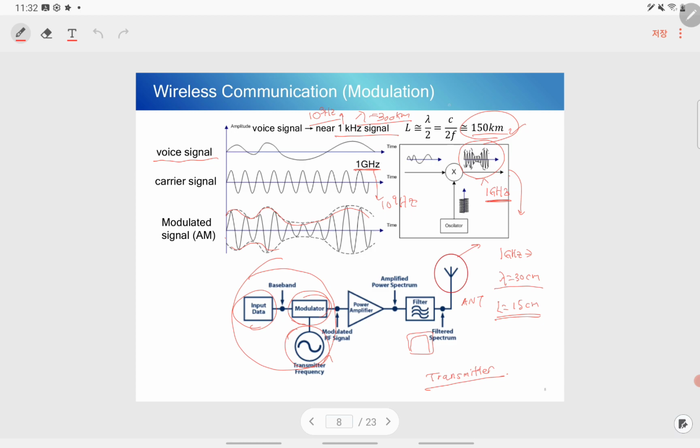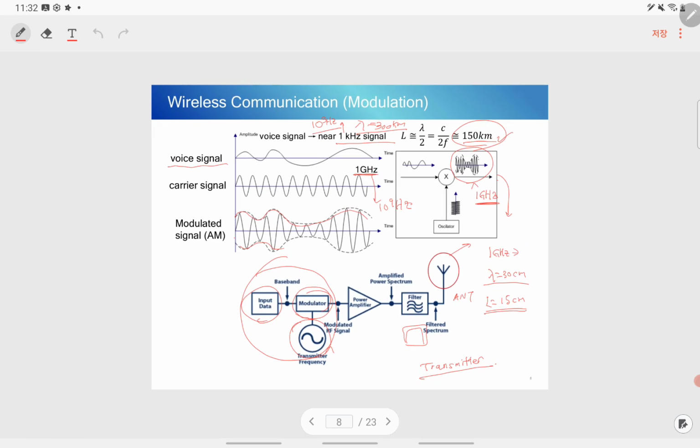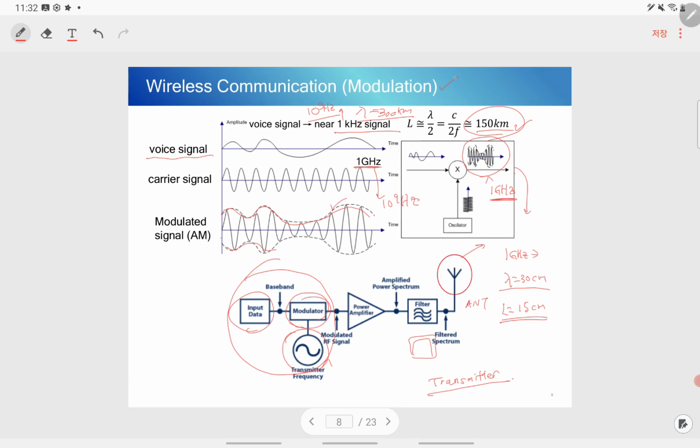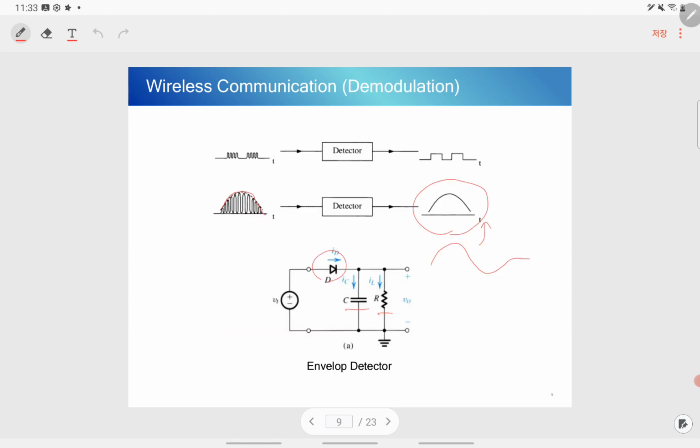This step we call modulation, and then this is demodulation. We recover the original signal, the voice, so that we can listen to the voice which is generated from the far side, from the transmitter. So this is the basic explanation about communication using AM.